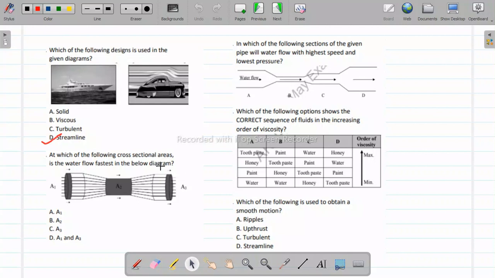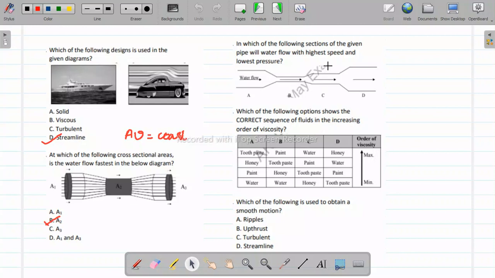Then, at which of the following cross-sectional areas is the water flow fastest in the below region? See, you are to relate the area with the velocity. And कौन सी equation है जो इन दोनों को relate करती है? It is continuity equation which says the product of area and velocity remains constant. So अगर आपसे पूछा है fastest किस region में होगा liquid का flow, fluid का flow, तो आप कहेंगे यकीनन उस region में जहाँ area सबसे कम है. And it is quite obvious from this figure that A2 is the area which is narrow in all three of them. So you'd say that option B needs to be the correct option here.